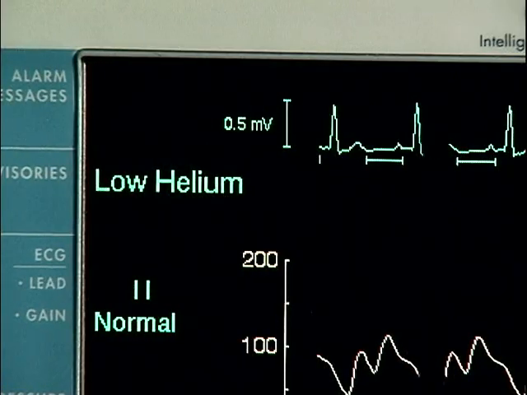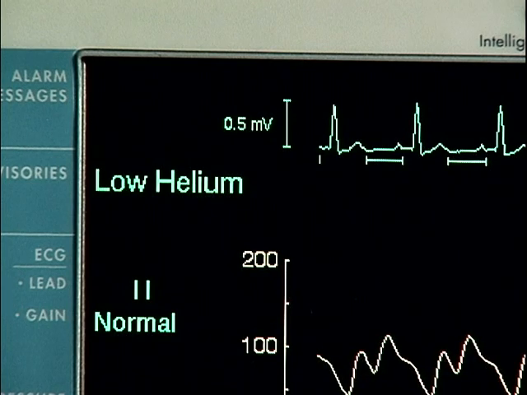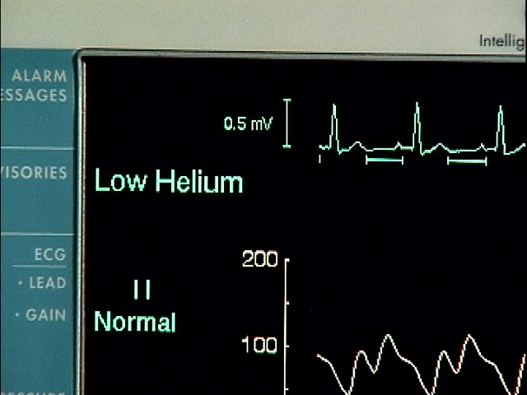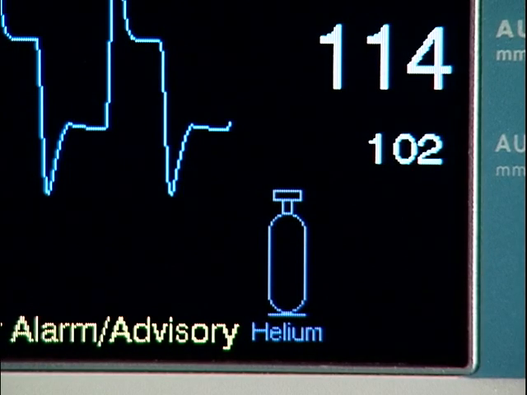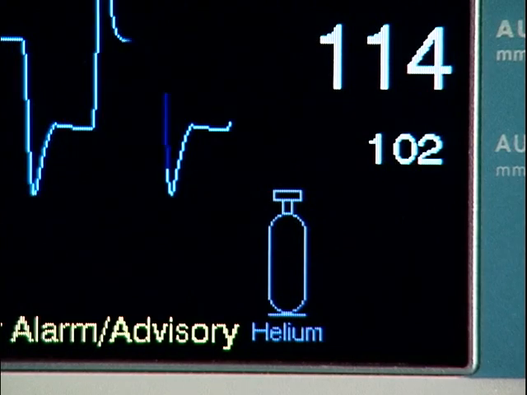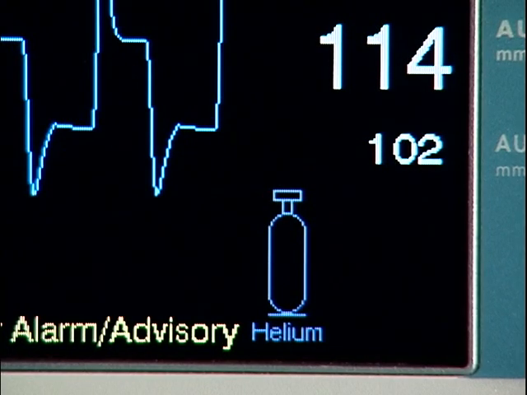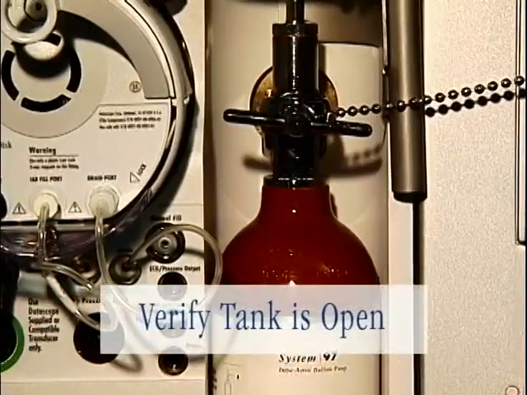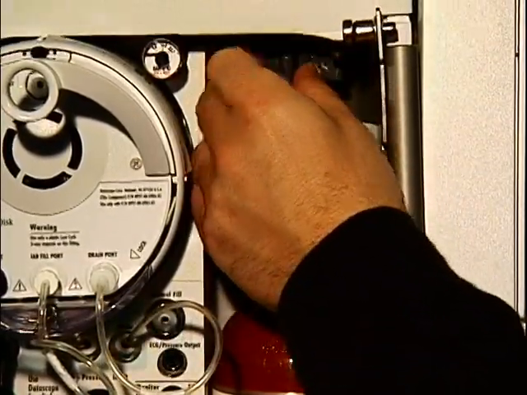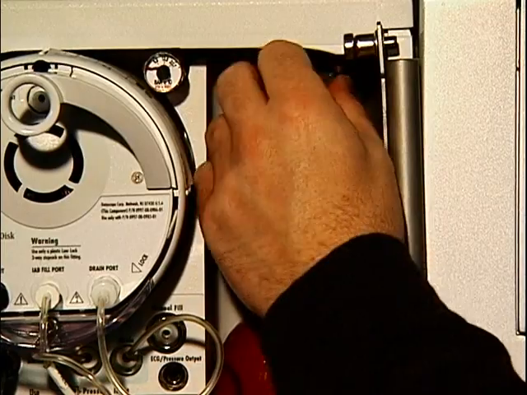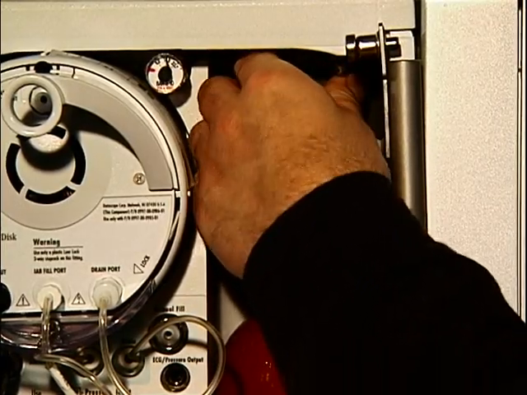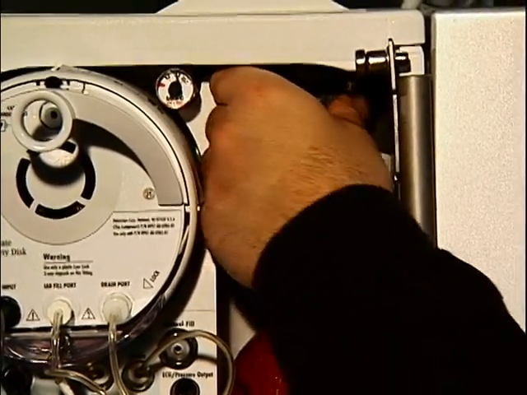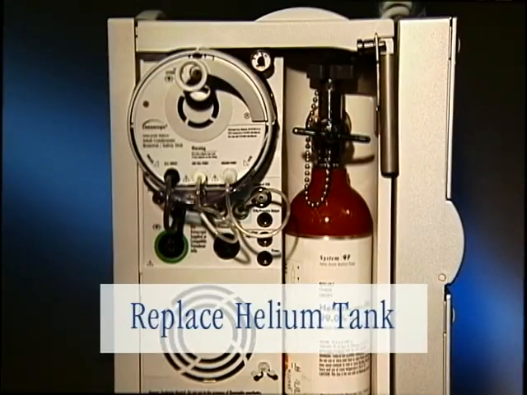The low helium alert indicates there are fewer than 24 autofills of helium remaining in the tank. This alert is initiated when the CS100 detects a drop in helium tank pressure that corresponds to a preset safety reserve level. In order to appropriately respond to this alert, the operator should verify that the helium tank is open. If not, turn the valve counterclockwise. Of course, the helium tank may be nearing empty. If so, replace the helium tank.